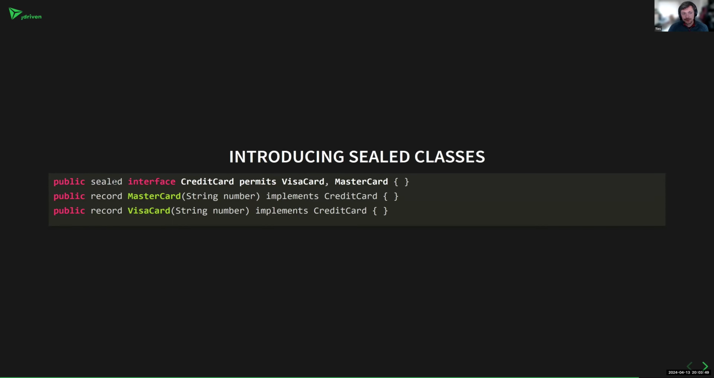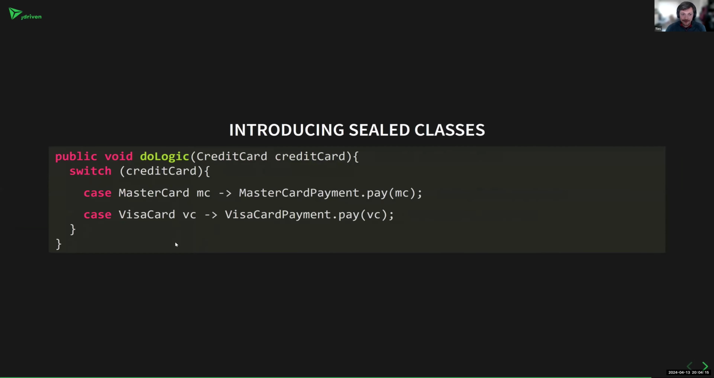So we create a sealed interface credit card, which permits Visa card and MasterCard. Basically we tell the compiler that the only two possible implementations of this credit card are either a MasterCard or a Visa card, and there are no other implementations. Because we told the compiler this, if we pattern match over a sealed interface, we now get this. We don't need the default anymore.